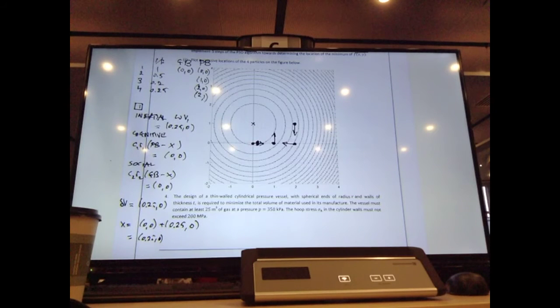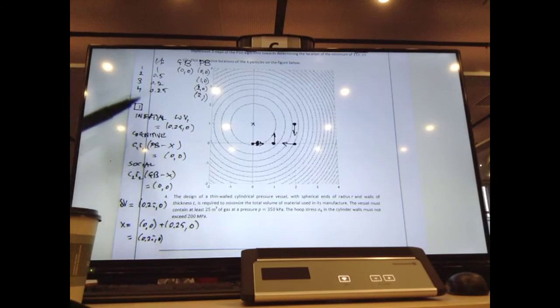So you simply need to repeat this process. That was for particle 1. You need to repeat the process for particles 2, 3, and 4. So inertial, cognitive, social. That gives you the change in velocity, which you can then add to the current location to give you the new position of the particle.